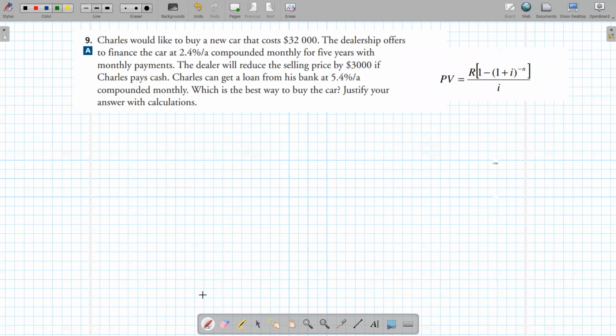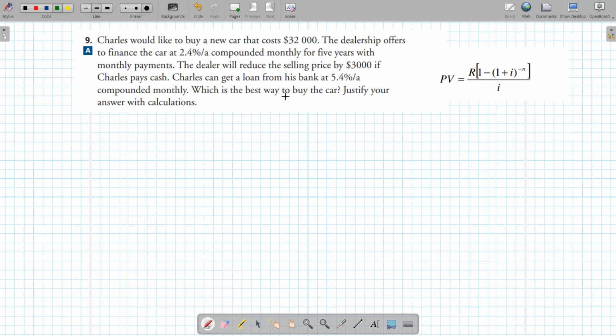So there's two options here. This person wants to buy a car. It costs 32,000. The dealership offers to finance the car at this rate compounded monthly for 5 years. That's one option. Or he'll give you a $3,000 reduction if he pays cash. Charles can get a loan from his bank at this rate compounded monthly. Which is the best way to buy the car? Justify your answer with calculations.